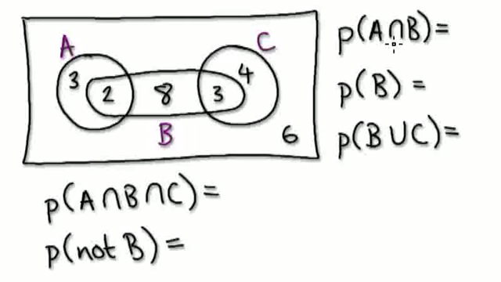First, A and B. Then work out the probability of B. Then the probability of B or C. Then A and B and C, and the last one, not B. So press pause and have a go.